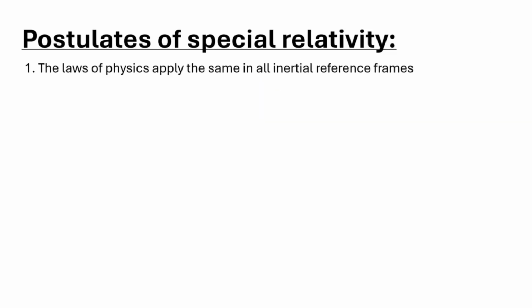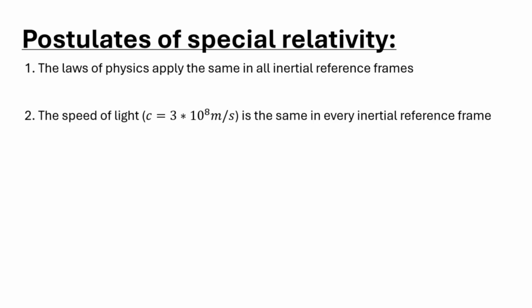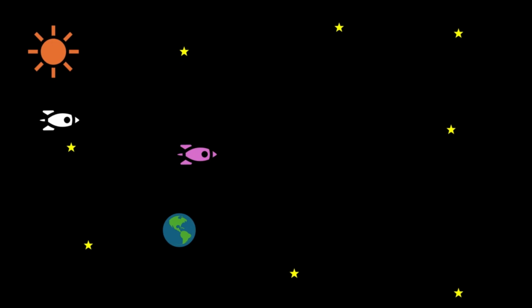Moving on, Albert Einstein derived the theory of special relativity from two postulates. The first postulate of special relativity says that the laws of physics are the same for all inertial reference frames. The second postulate says that the speed of light is the same for all inertial reference frames. These postulates might be a little bit confusing at first, so let's try to explain what they actually represent.